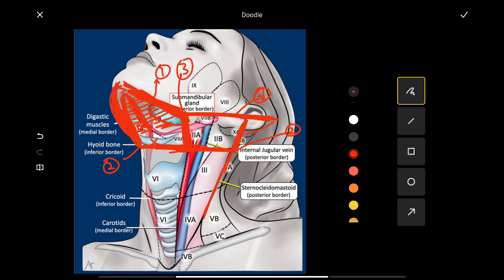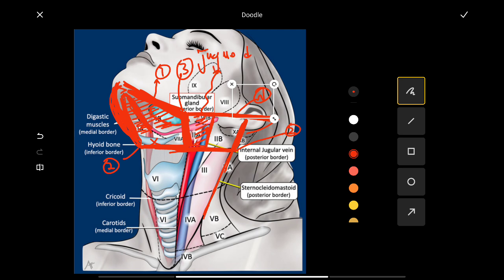So this level, level 2, is subdivided into 2 levels. There's level 2A, which is just in front of the, what is this? This is the internal jugular vein. So just in front of the internal jugular vein, here, that is going to be level 2A, which contains a group of nodes called jugulodigastric nodes. So jugulodigastric nodes are in level 2A.